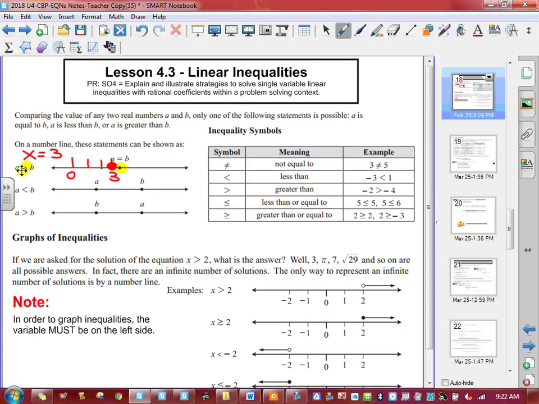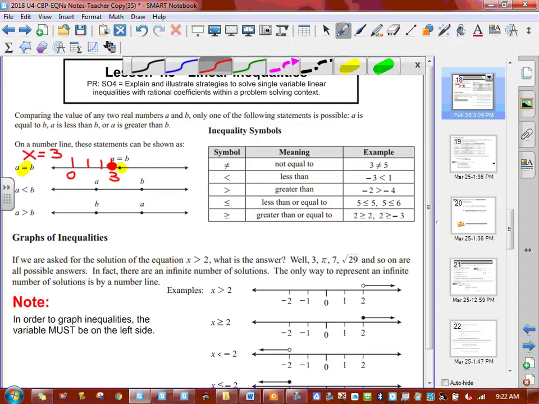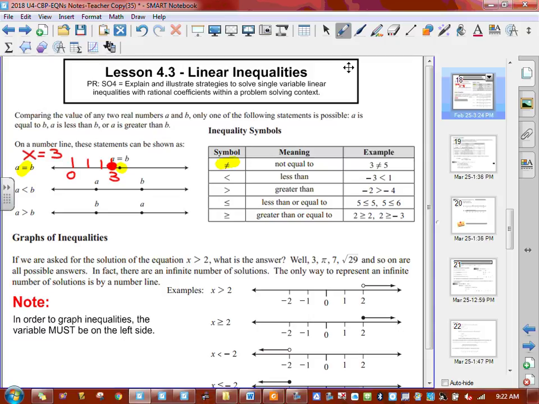Now, again, we're comparing on the number line. So now we've changed the equal sign to a couple different things. We've got something that shows not equal. So is 5 equal to 6? No, they are not equal. So you would show these not equal. 3 is not equal to 5.